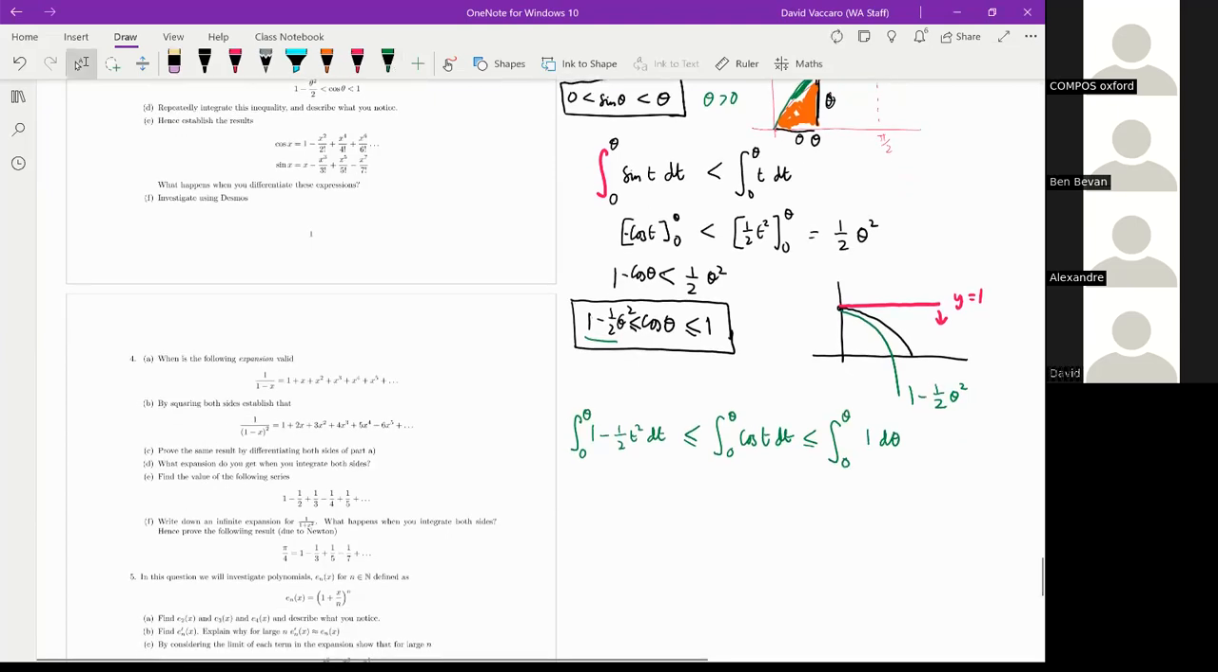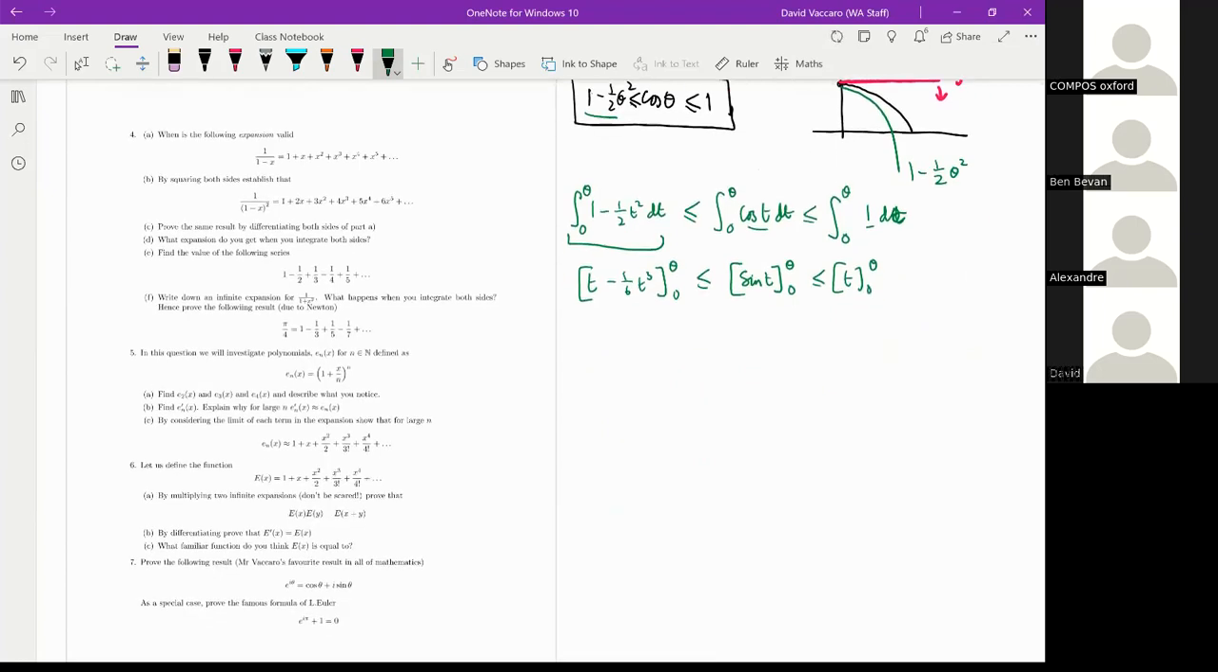And let's have a look at the different integrals. So this integral is just the integral of a quadratic. So it's t minus 1/6 t cubed, evaluated between 0 and theta. The integral of cos t is sine t, because the derivative of sine t is cos t. And the integral of 1 is just t, evaluated between 0 and theta.